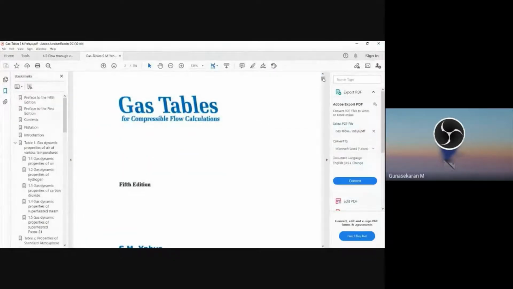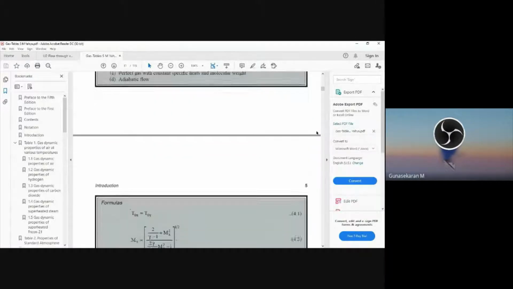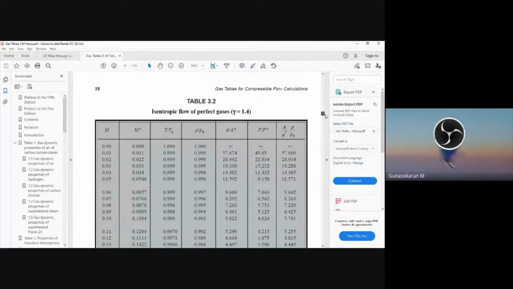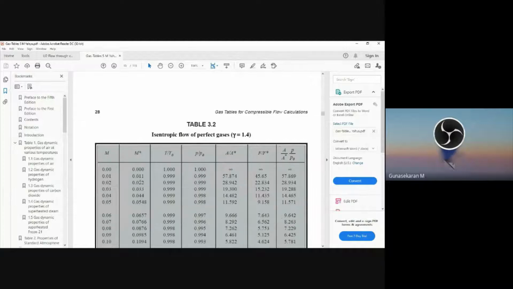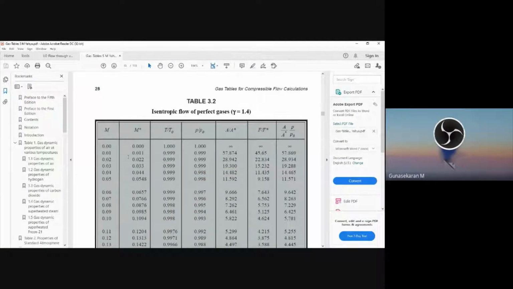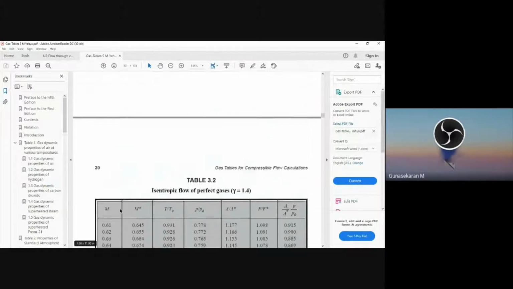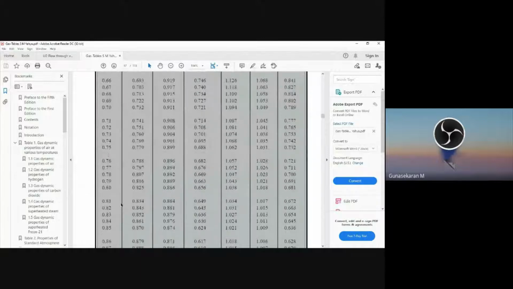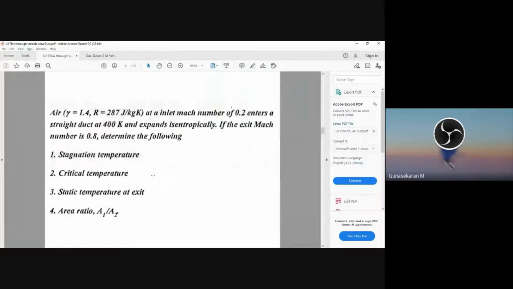That means for inlet Mach number 0.8. The flow process is isentropic, so for the isentropic process the tabular column is given. You can see here, isentropic flow of perfect gases. For different Mach numbers, all the values have been given, so you can refer to what is required for your problem. For your problem, the required Mach number is 0.8. Am I right? It is 0.8.